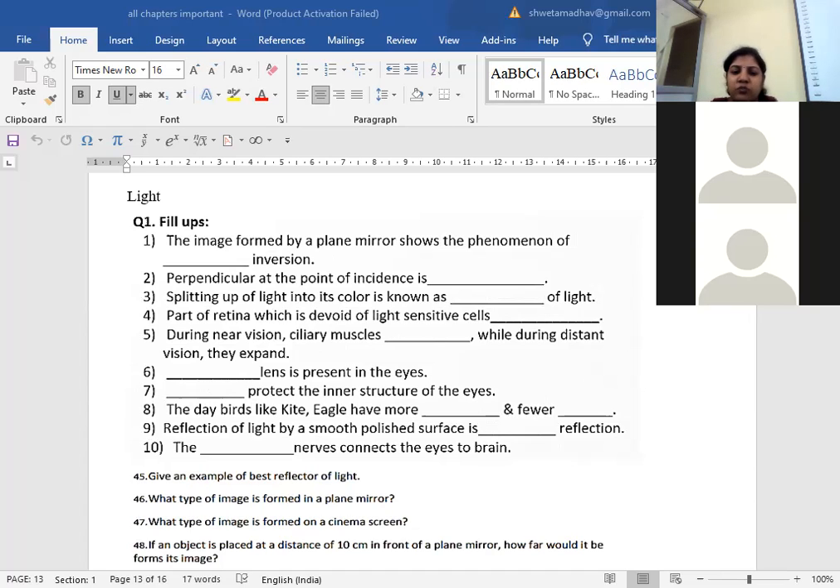Explain myopia with the help of diagram. They asked this question for 3 marks. Convex lens is present in the eyes. It is convex in shape. Cornea protects the inner structure of the eyes.